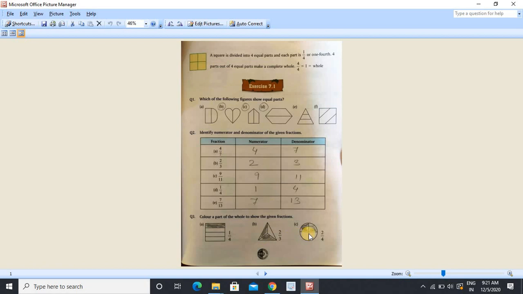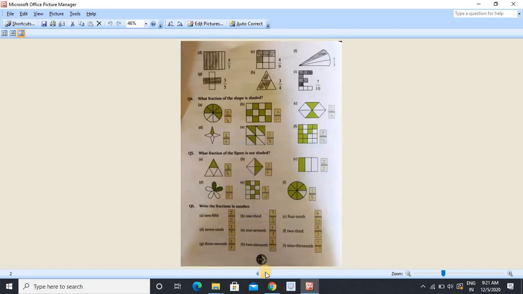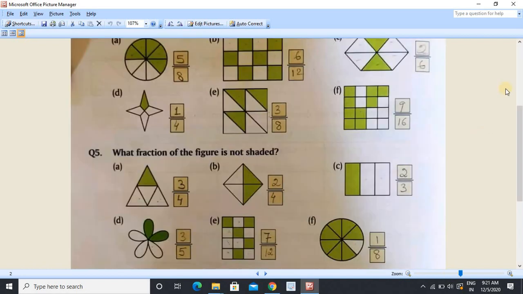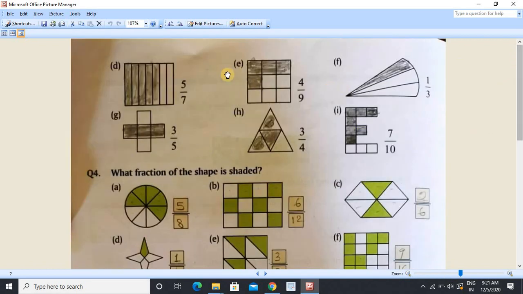Question C, numerator is 2 and the fraction is 2 by 4, so here we shade only 2 parts. Now let us move to the next page. In question D, the fraction is 5 by 7 and numerator is 5, so we will shade 5 parts. In the same way you have to complete questions E, F, G, H and I.